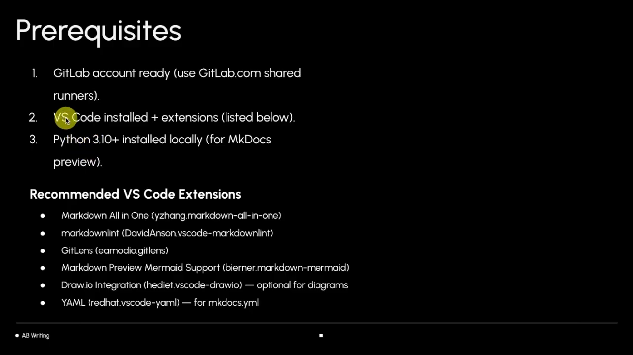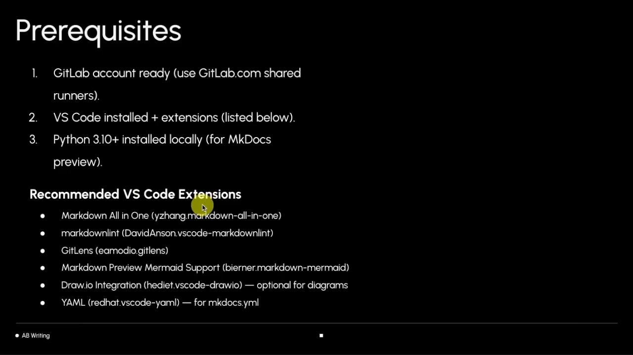Number two, VS Code. Again, just download VS Code. I will talk about extensions in a minute. And Python 3.10 is nothing for you to actually use. It runs in the background. So this helps with your Markdown documentation. So get Python 3.10 installed, or the latest version is fine.